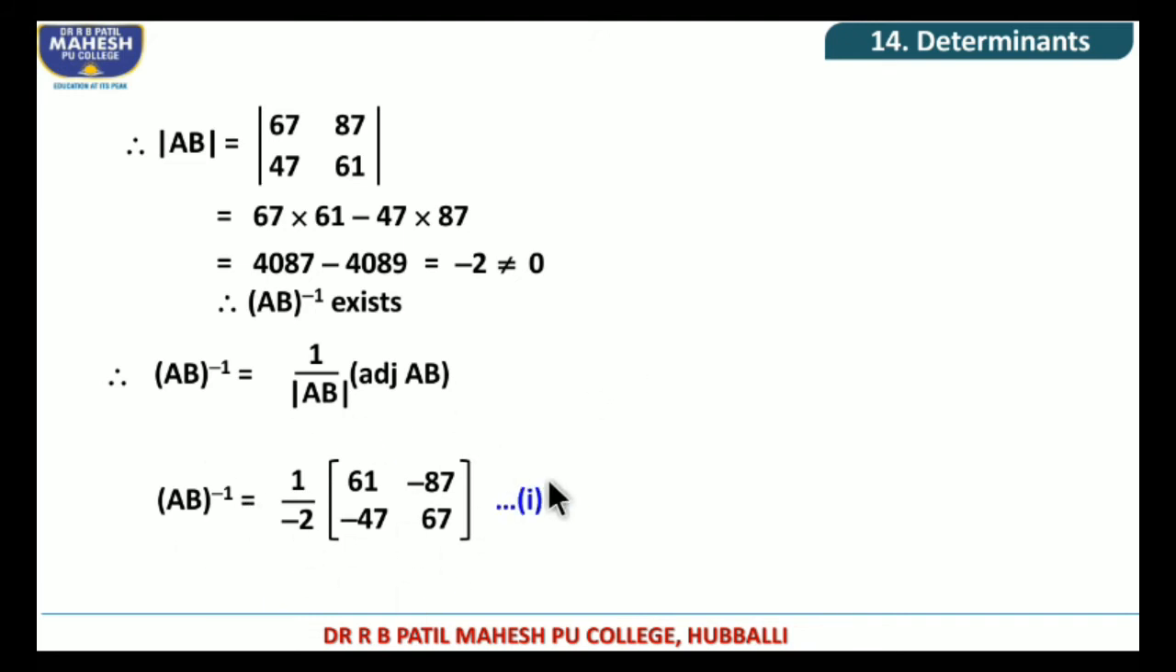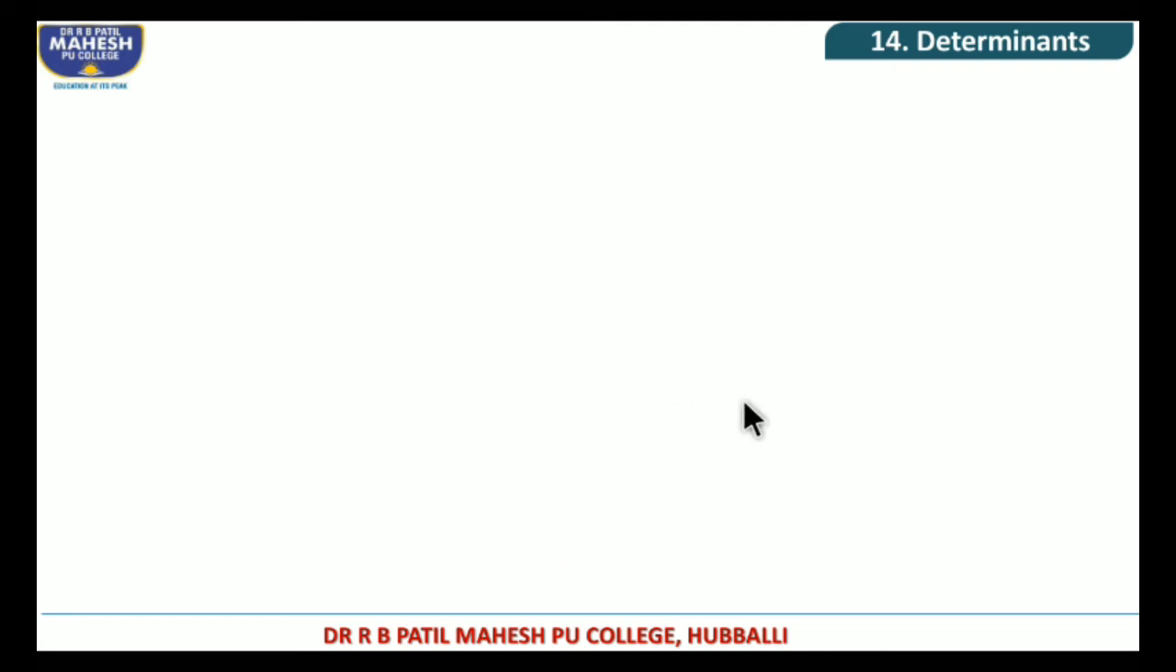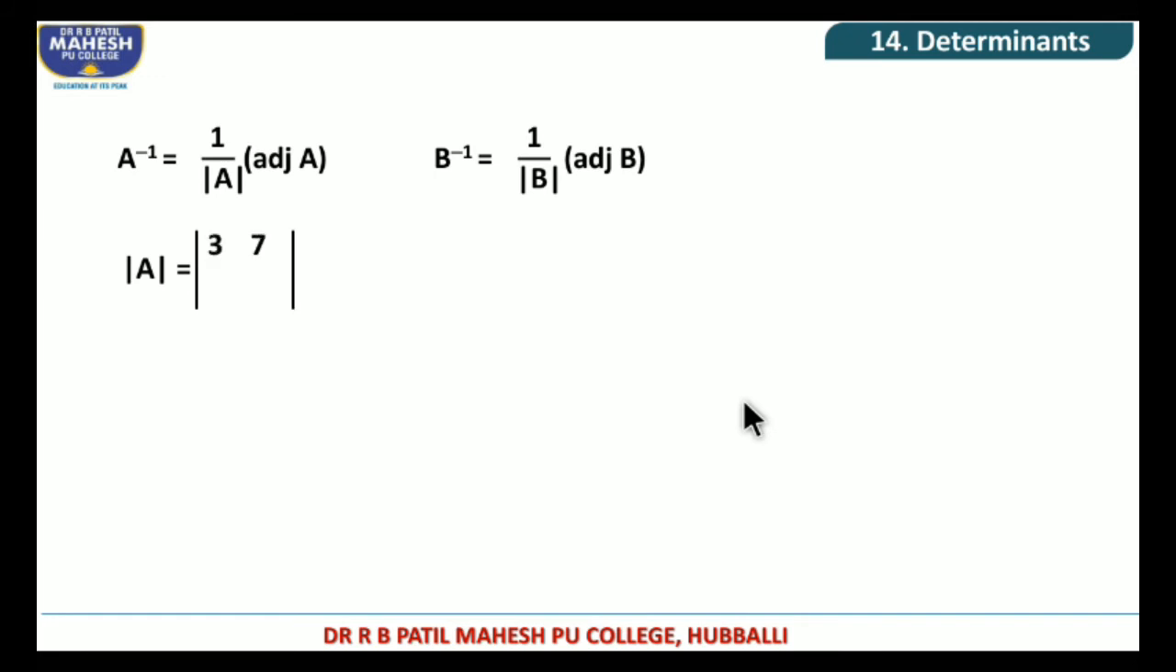Just consider this is equation number 1, the LHS part. Now to find the RHS part, let us find A inverse first. For that, A inverse is 1 by determinant of A into adjoint of A, and B inverse is 1 by determinant of B into adjoint of B. To find A inverse, first we find the determinant of A. Determinant of A is the determinant of 3, 7, 2, 5. Therefore, it will be 35 minus 14, which is equal to 1. Therefore, it is not equal to 0.